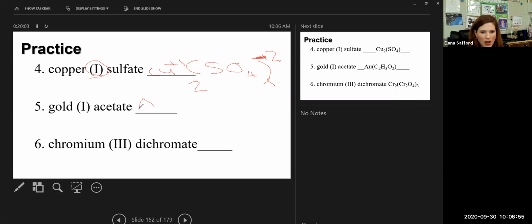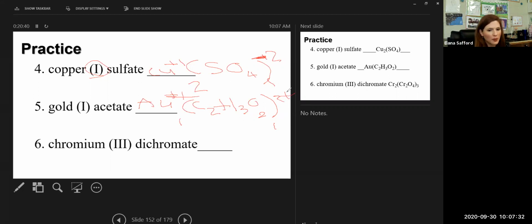Gold 1 acetate. Gold is Au, plus 1 charge. I know because of that 1. Acetate, that's a longer formula, but again, you don't have to memorize these, so that's okay. C2H3O2, and then we look, it has a minus 1 charge. They crisscross, so the 1 comes down here, the other one comes down here, and I don't need to reduce.